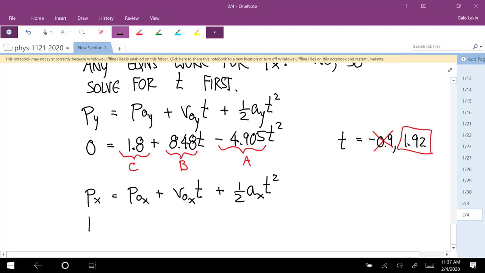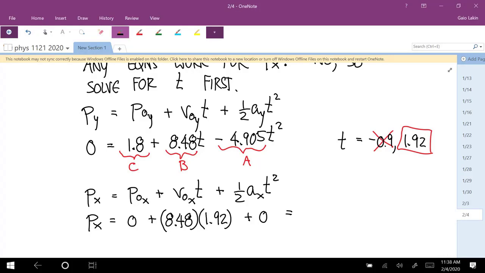We're looking for px. So px is equal to p0x, which was 0, plus v0x, which was 8.48, times the time we just calculated. Ax is 0. And so what do you get for 8.48 times 1.92? So 16.28 meters, right around 40 feet somewhere.